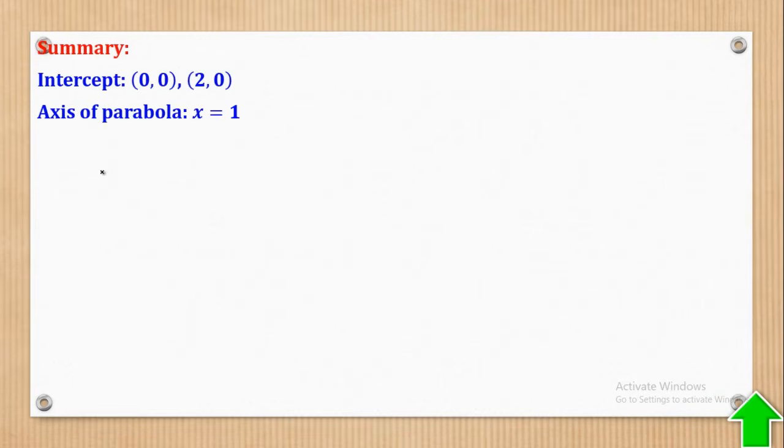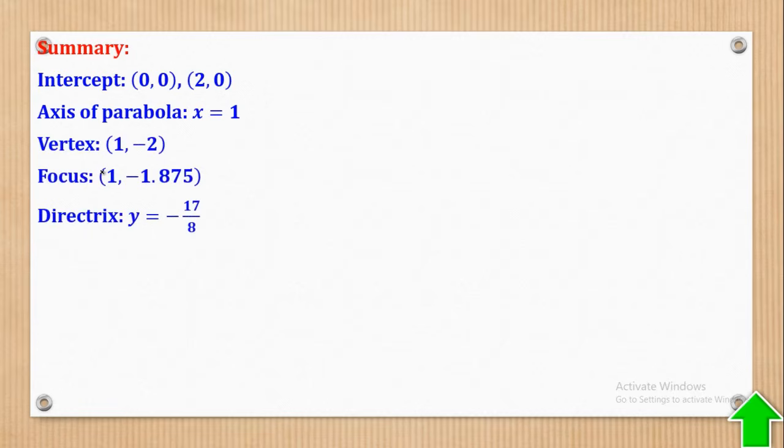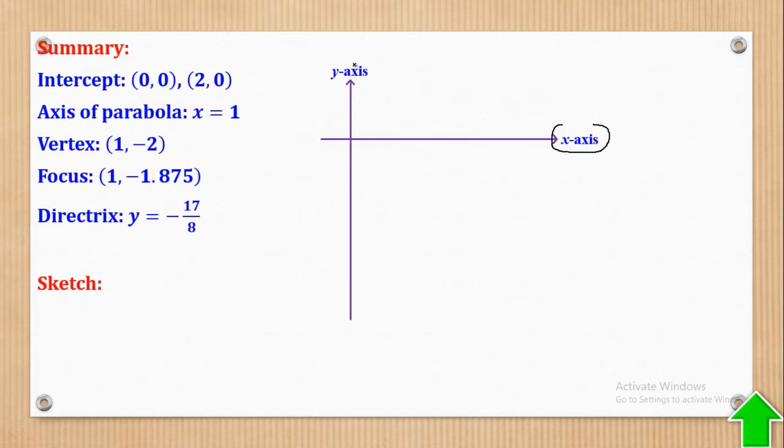So this is a summary for me. You don't need to write it. What you need is the sketch. So for the sketch, you have to draw the axes and label them. Make sure you label the axes. Then you should start. The origin is here, and this one, 20, is here.